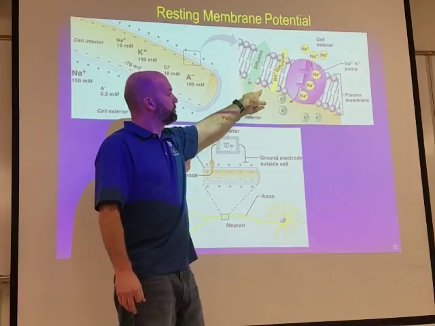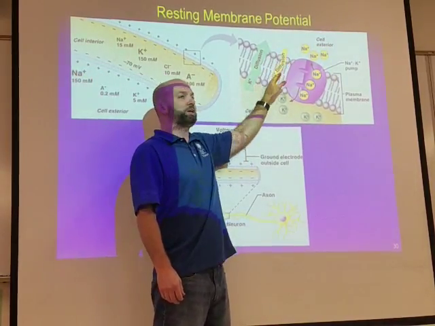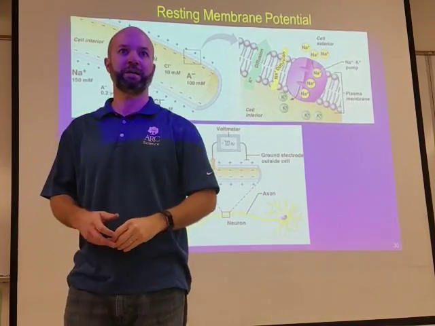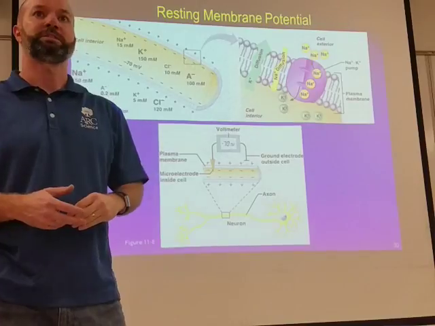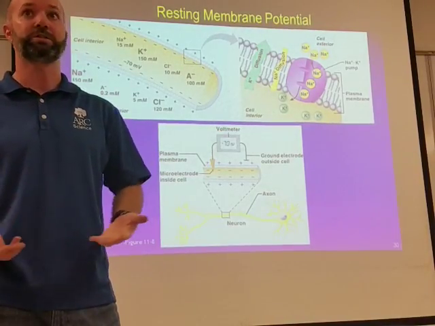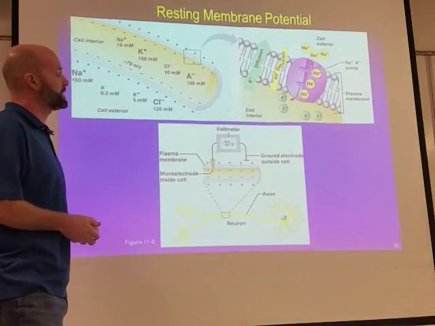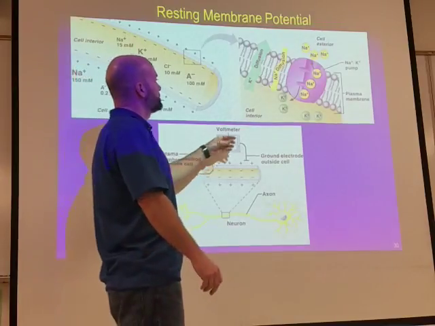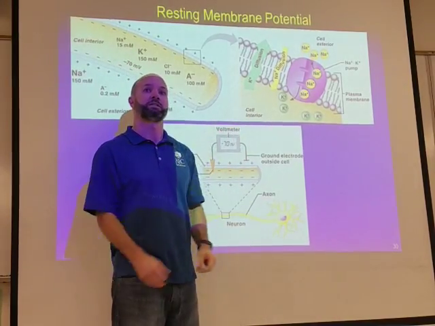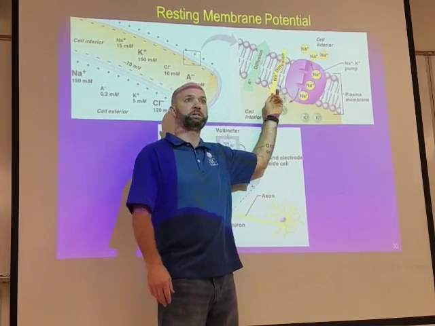How negative would the membrane potential be if there was no sodium coming in, only potassium going out? It would be -94 millivolts. Potassium would just continue to leave until the membrane reaches its equilibrium potential, -94. And then potassium would stop moving. So why is it a little more positive than -94? Why is it -70? Because there's some positive charge coming in. There's some sodium coming in.